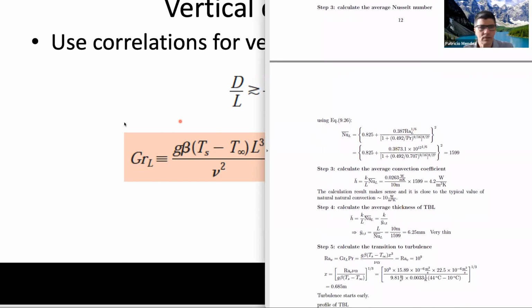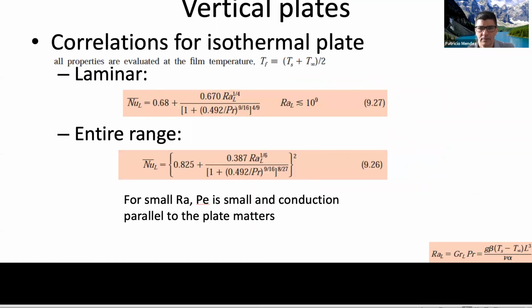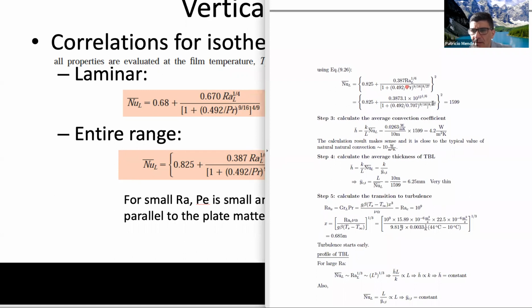So I'm going to use the correlation that is kind of more universal. Where do I have it? Okay, here. This is a correlation that is for the entire range, right? That includes laminar and turbulent, and depends on Rayleigh number and Prandtl. Both things I already calculated, so we're happy. I'm happy with that. And I calculate then a Nusselt number of almost 1600.